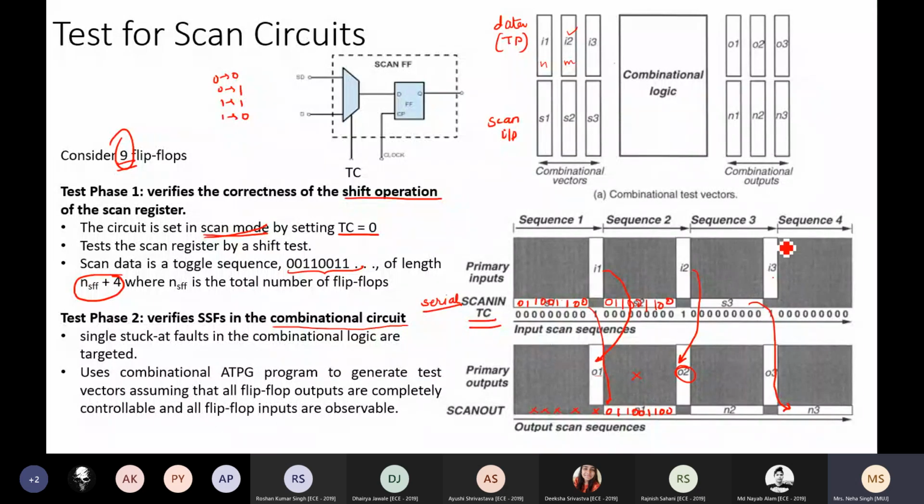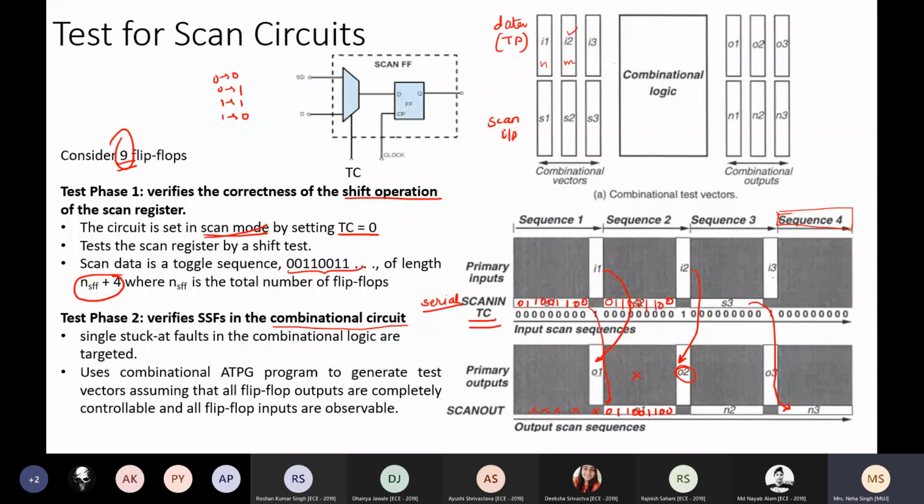Therefore, I have one sequence to be run extra, so that I check for all the outputs O1, O2, O3 with the scan data. ठीक है, दोनों simultaneously चलाएंगे हम. The input test pattern and the scan data. ठीक है.